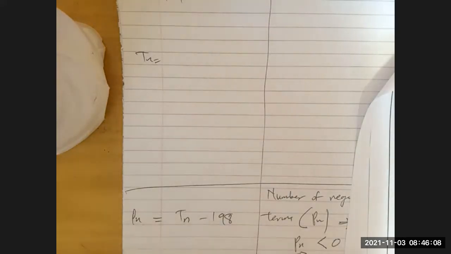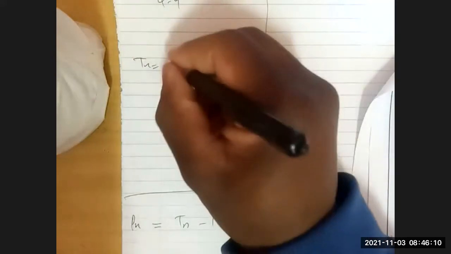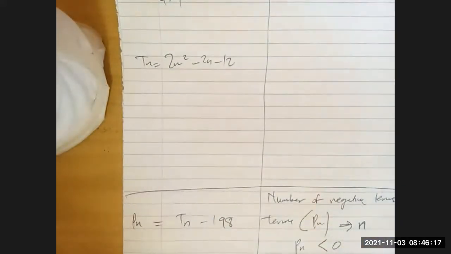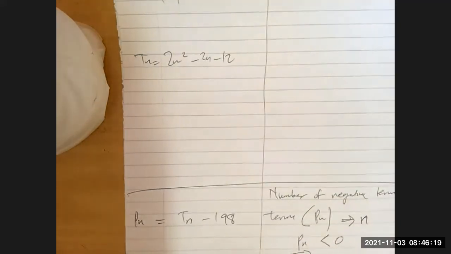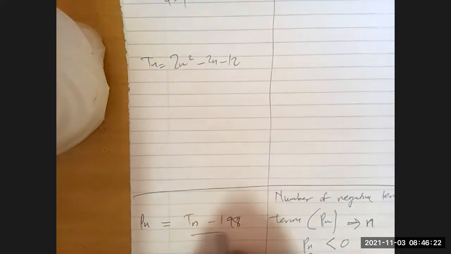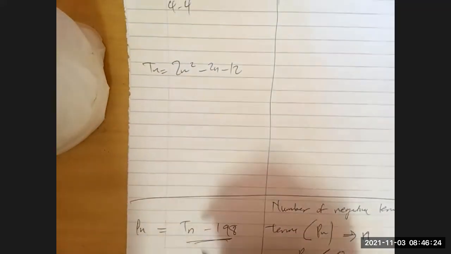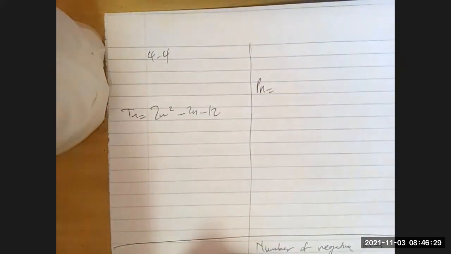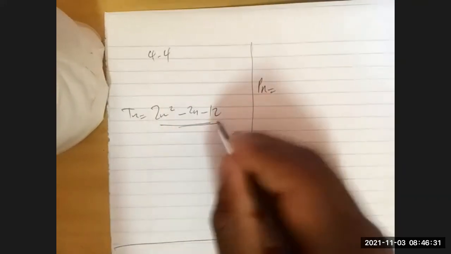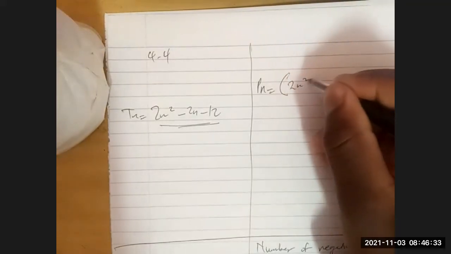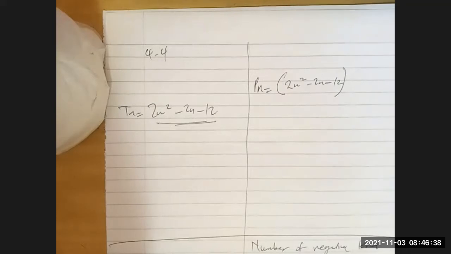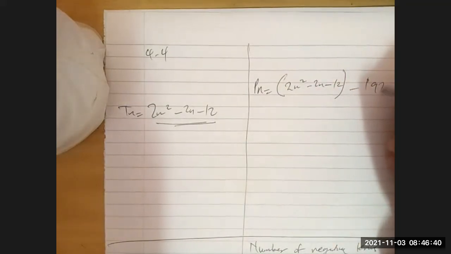We found that Tn is 2n squared minus 2n minus 12. This is what we found. So now, in solving for Pn, we want to find Pn. Pn is equal to Tn. What is Tn? Tn is 2n squared minus 2n minus 12, which is what you've seen for Tn, and then everything minus 198.